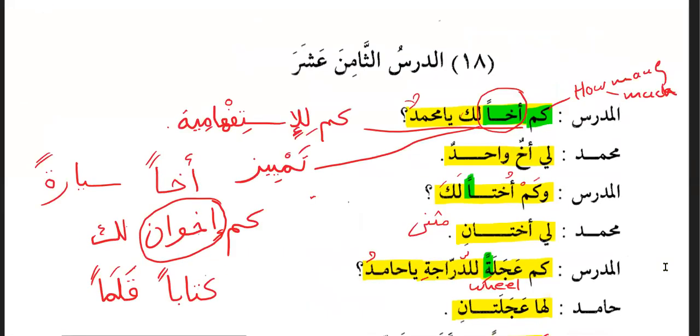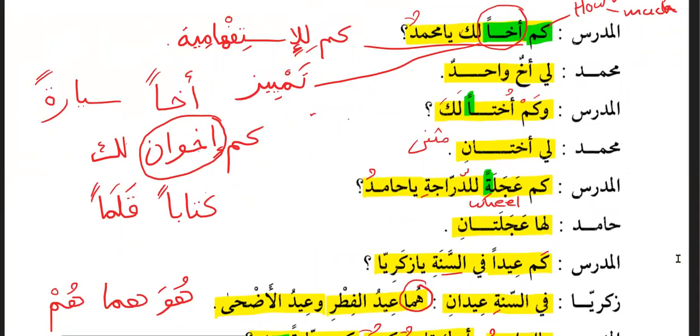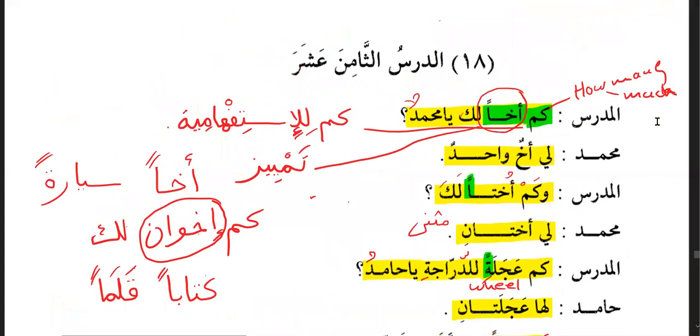Does everybody understand that? Any questions? Okay. So again, in this lesson, we're doing muthanna. All we do to make a word dual is add an alif and noon. And kam al-istifhamiyya, how many, how much, the word that comes after it has to be singular. Usually if it's masculine, it ends with an alif, and if it ends with a ta marbuta, we just add two fathas. It has to be singular and not plural.